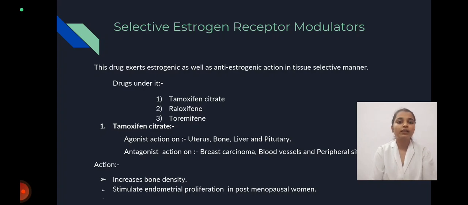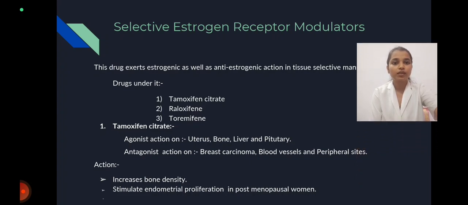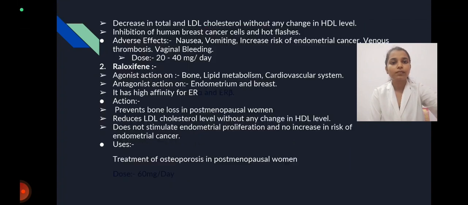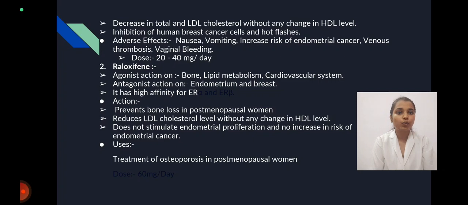Tamoxifen citrate has an agonist action on the uterus, bone, liver and pituitary. It has an antagonist action on breast carcinoma, blood vessels and peripheral sites. So what are the actions of tamoxifen? It will increase bone density. It will stimulate endometrial proliferation in postmenopausal women. It will decrease total and LDL cholesterol without any change in the level of HDL. It will inhibit human breast carcinoma cells and hot flashes.